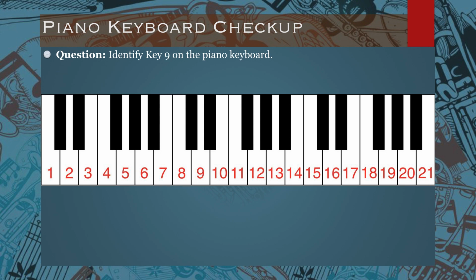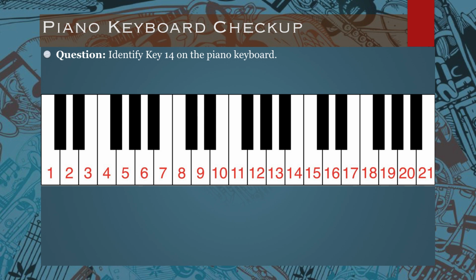So here's another one. Identify key 9 on the piano keyboard. So you look for key 9, you figure out where that key is in relation to the C or the F, and your answer, I'm going to give you a moment to figure it out. Your answer should be D. Let's do one more. Identify key 4 on the piano keyboard. That's to the left of the triple set of black keys, so we know that has to be F.